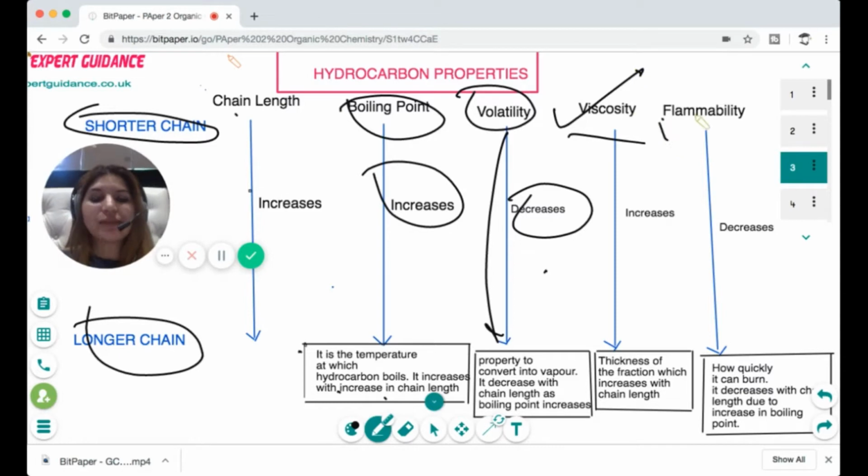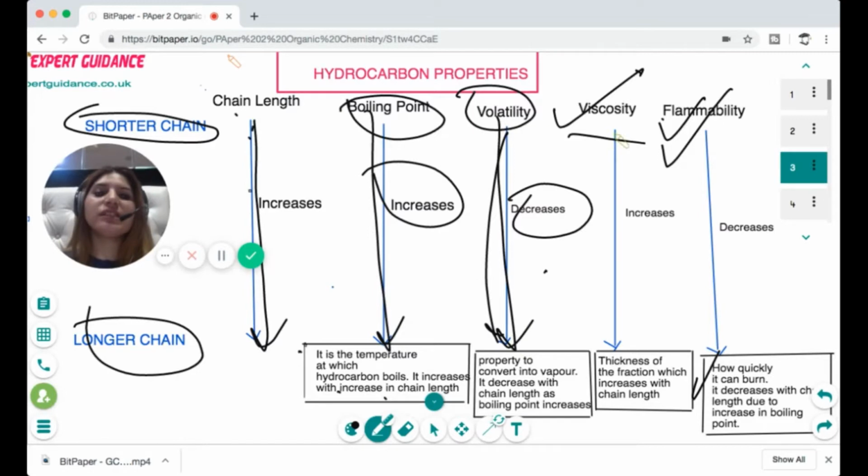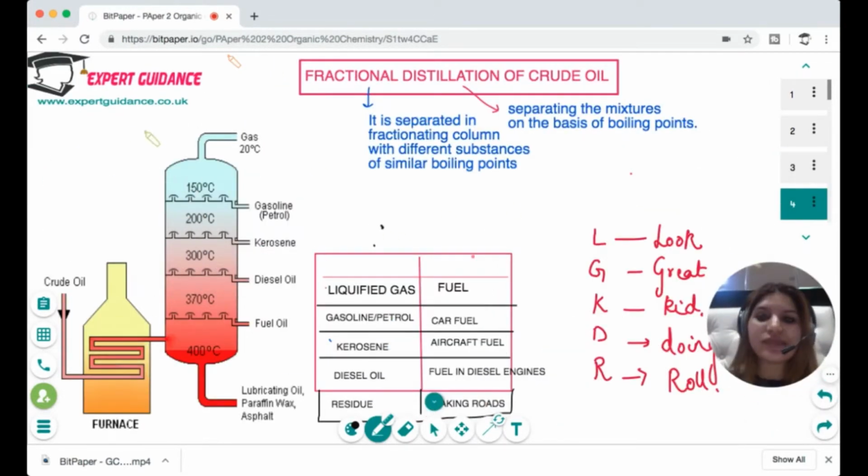And the last property is flammability, or the property of ignition, which is how quickly something burns, and it decreases with increase in chain length, because the longer the chain length, the more difficult it is to burn that molecule or hydrocarbon. So as the chain length increases from top to bottom, the boiling point increases, the volatility decreases, viscosity increases, and flammability decreases. So you should know what is the meaning of all these terms and how they vary across the chain length. Now, this is the fractionating column for the fractional distillation of crude oil.